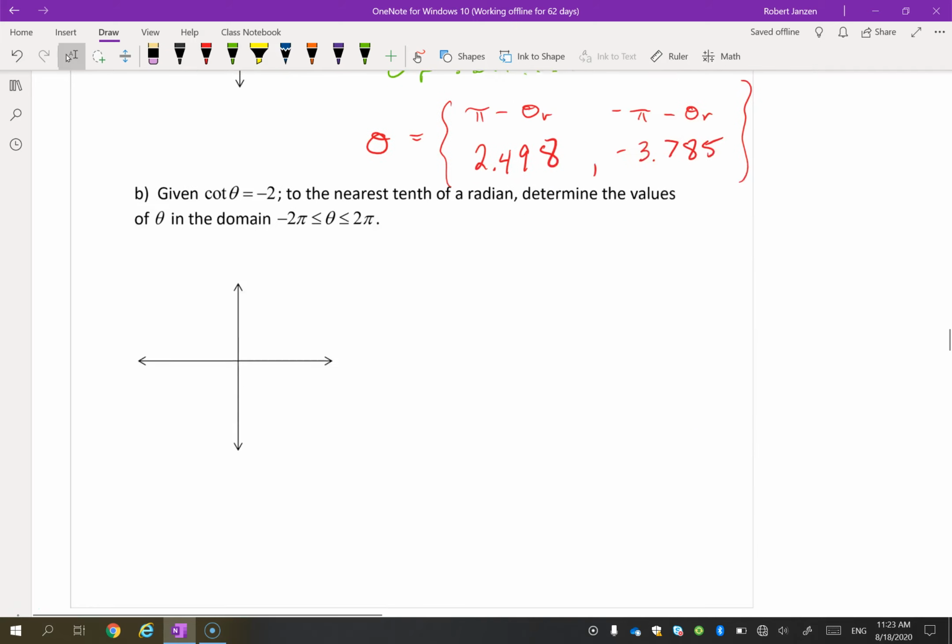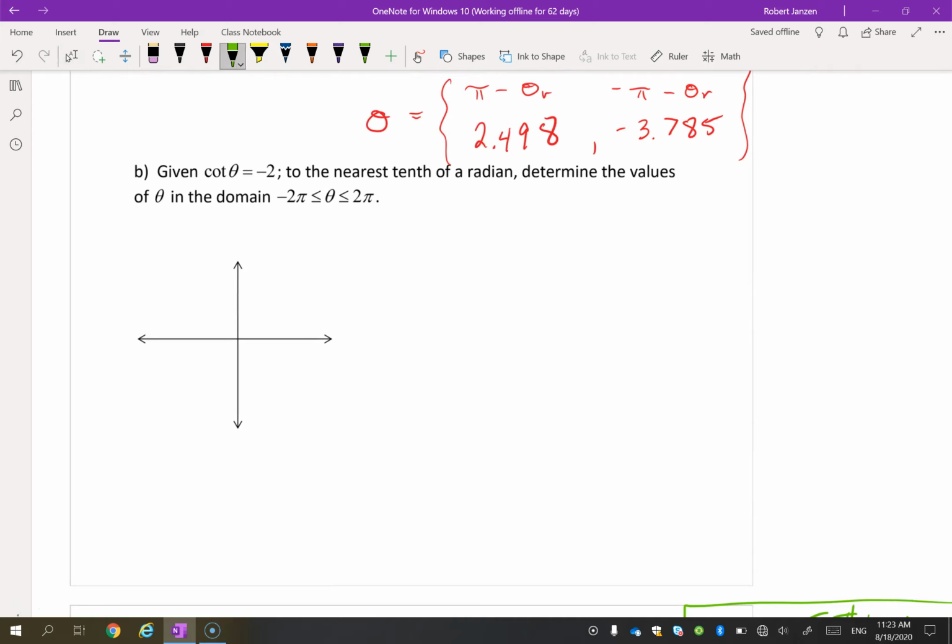All right, we'll try another one. This one's very much like that. It says given cotan theta is -2. Now, if cotan theta is -2, this means tan is -1/2. Let's use this because that's a button on the calculator. Now it says tan is negative. Where is tan negative? Could be here, could be here.